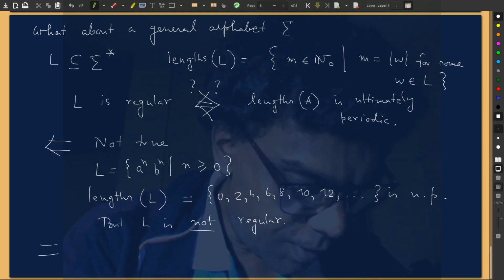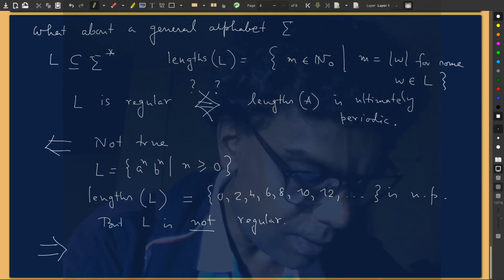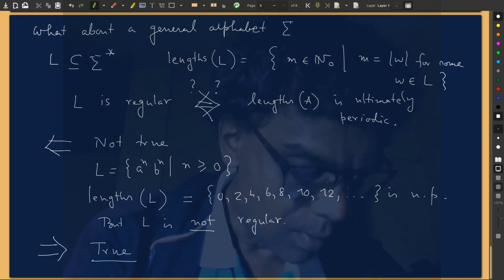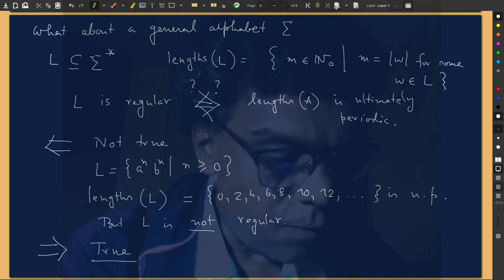So what about this implication? If L is regular, length of L is ultimately periodic. This turns out to be true. So why? I will give a short proof for this.